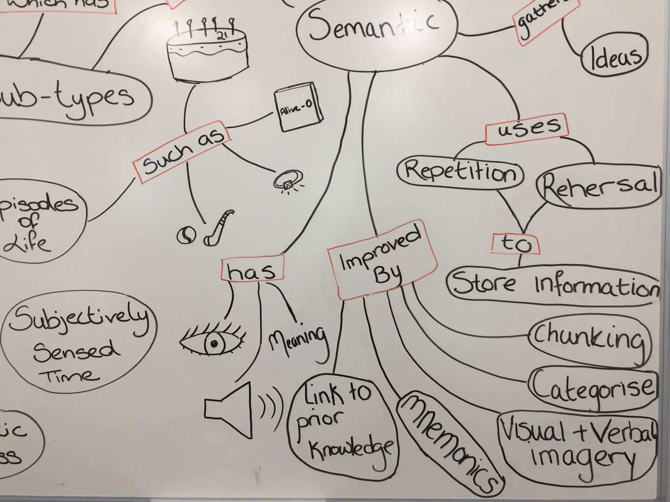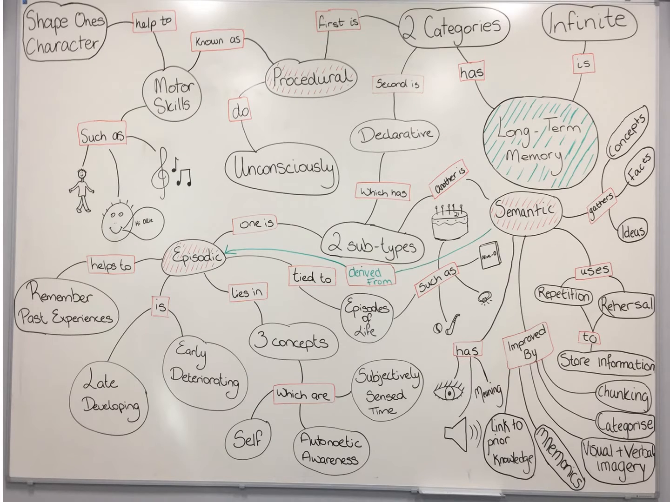Mnemonics. For example, the colours of the rainbow can be remembered through rhymes, such as ring out your great bells in victory. Visual and verbal imagery. For example, this podcast. You're watching and listening to it. Finally, linked to prior knowledge. For example, a past experience in your life or information that you already know, and link it to new information that you are trying to learn. Semantic memory is derived from episodic memory.